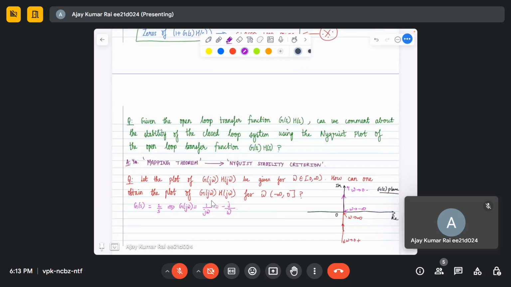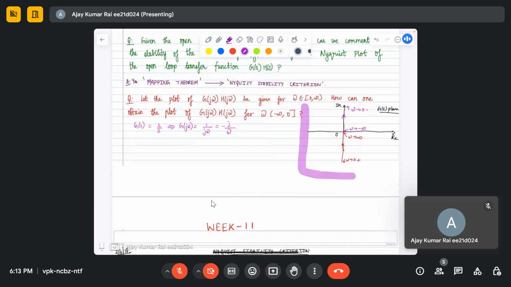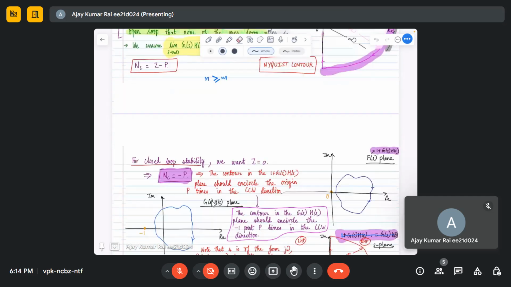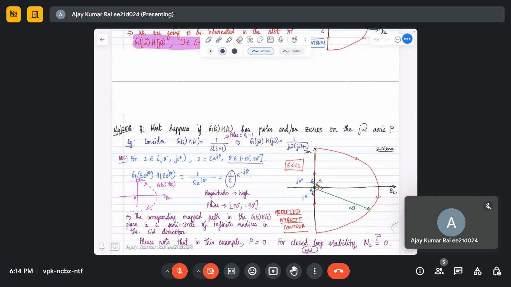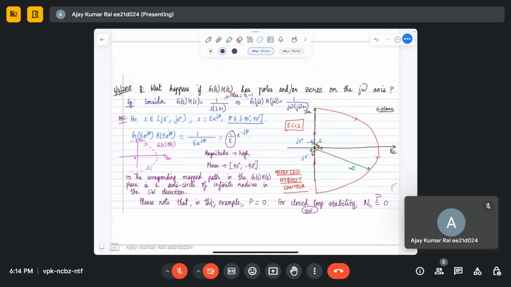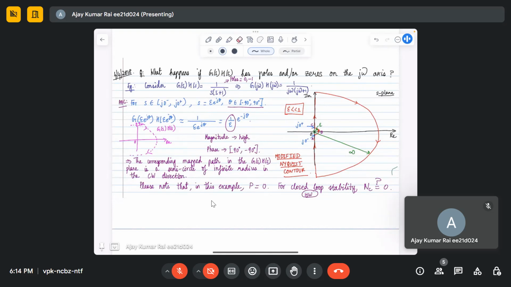And what we have seen in the previous week, this is the Nyquist plot for omega from minus infinity to infinity. For the negative omega, what you do is just take the mirror image of the positive omega plot. That's how we'll draw the Nyquist plot for the negative frequencies. If we have some poles or zeros on the j omega axis or at the origin, we just take a very small semicircle and cross that, and we will not include it in the contour.